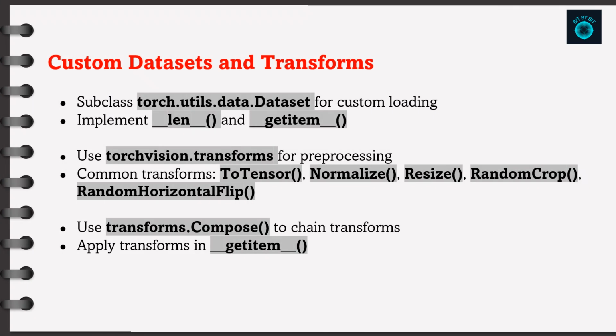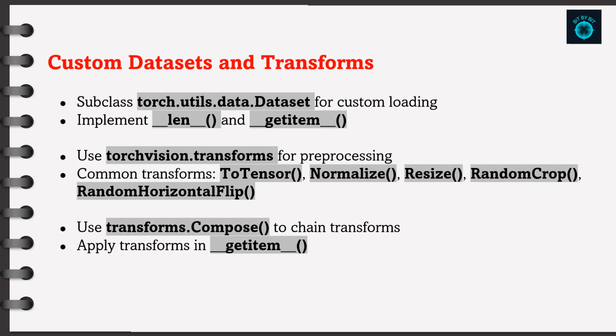When you're working with your own data in PyTorch, you often need to create a custom dataset class. To do this, you subclass torch.utils.data.Dataset and implement two methods, __len__ and __getitem__. The __len__ method returns how many samples are in your dataset. The __getitem__ method returns a single sample, typically the input and label, and optionally applies preprocessing.